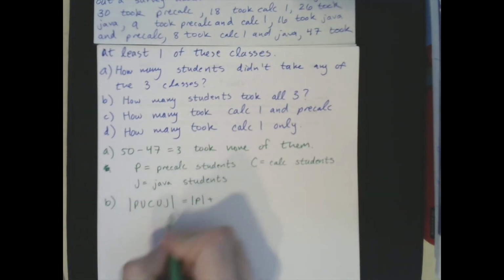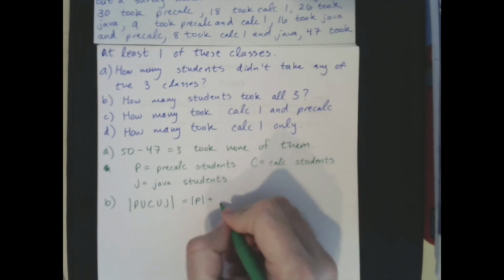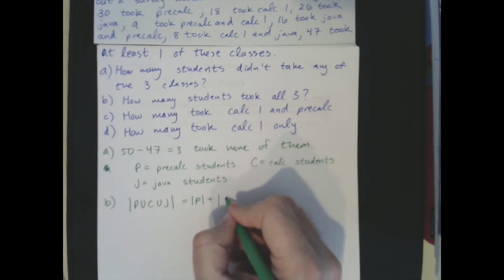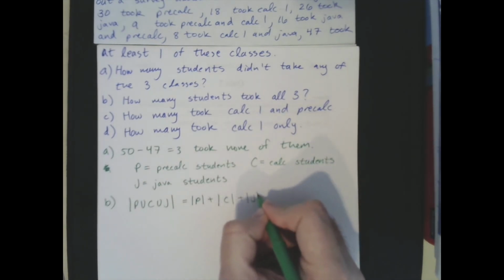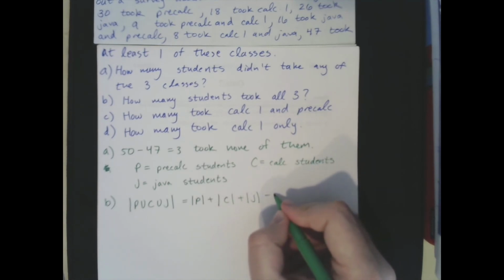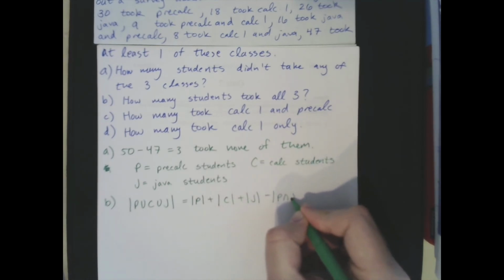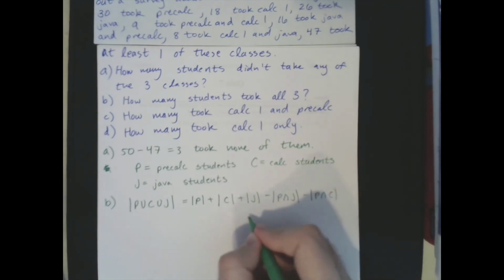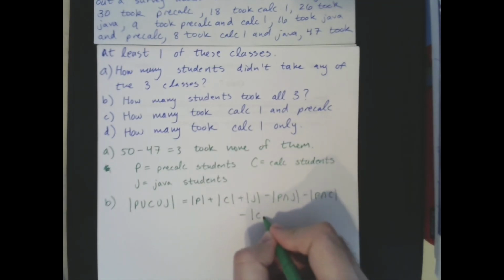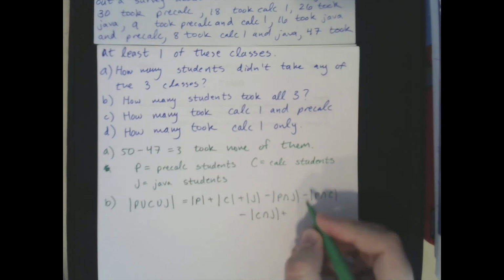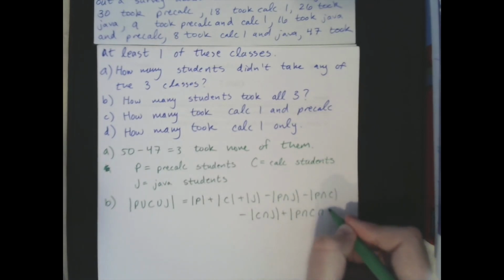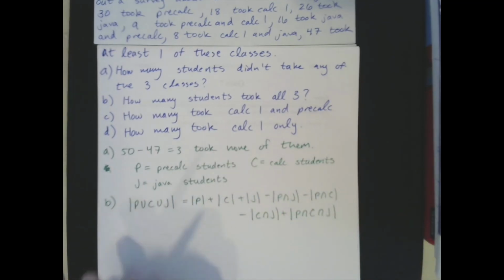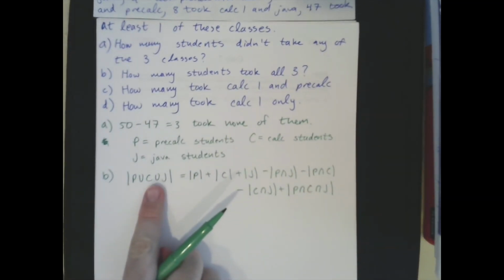So the size of P union C union J is the size of P plus the size of C plus the size of J. And as we know, this is going to be minus the size of P intersect J, minus the size of P intersect C, minus the size of C intersect J, and then add back in P intersect C intersect J. So I said we wanted to know the union. We don't want to know the union. We want to know the intersection.